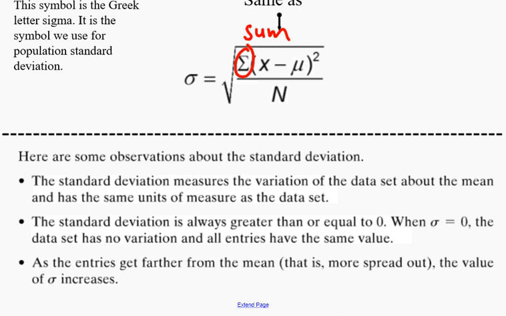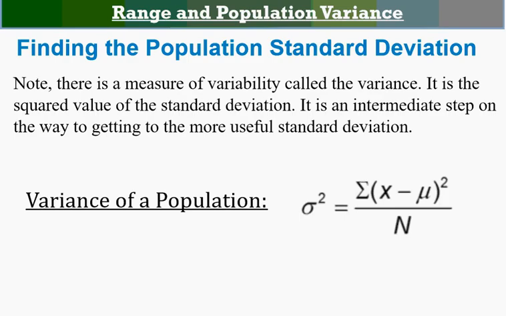The standard deviation is always greater than or equal to 0 because we're taking a square root. If you have a standard deviation equal to 0, that means that data set has no variation. Every single point in the data set is exactly the same. As the entries get farther from the mean, the value of the standard deviation is going to increase because you have more variability. So here, let's do a situation of calculating it.